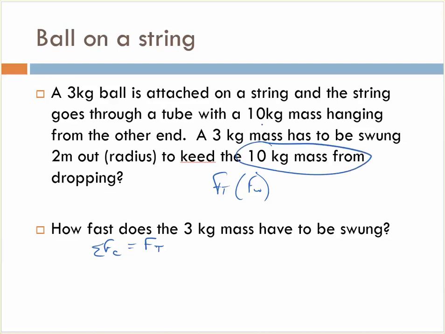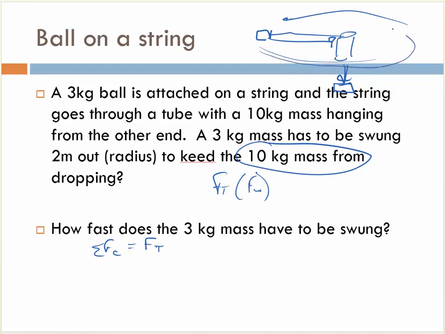So really what we've got is this tube, and we've got this 10 kilogram mass that's hanging, and we've got this other string with this smaller mass out there. This mass right here is being swung, and as it's being swung, it's allowing this mass to stay, to not drop. Otherwise that would drop, and that would bring that to the top of the tube. So as we swing it, it allows it to travel in this circular path and to keep this from going down.